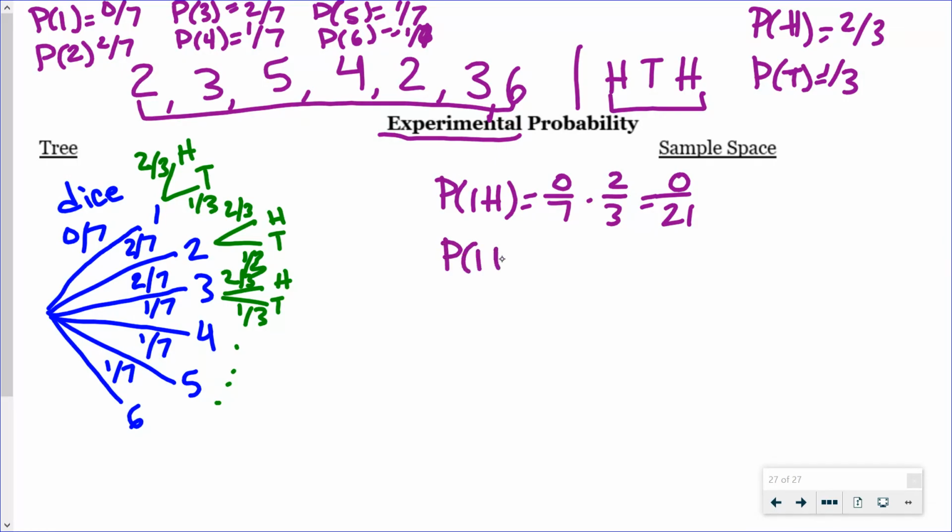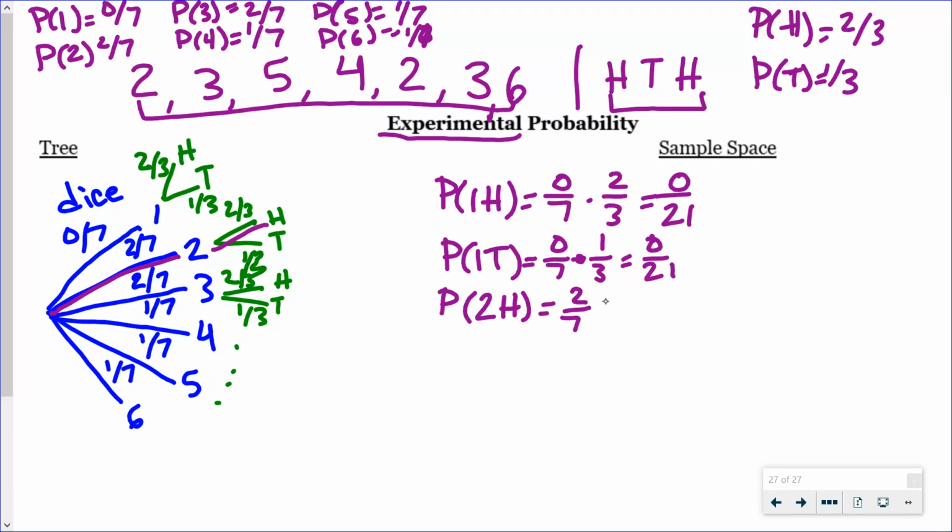Next, I have the probability of 1 and tails. So I have 0 over 7 times 1 over 3, which is 0 out of 21. Even though the probability of heads or tails are not the same, our total probability becomes the same. Next, I have the probability of 2 and heads. Well, 2 is 2 out of 7. Heads is 2 out of 3. So I have 4 out of 21. And then when I have tails, probability of 2 and tails, I have 2 out of 7 times 1 out of 3, which is equal to 2 out of 21.